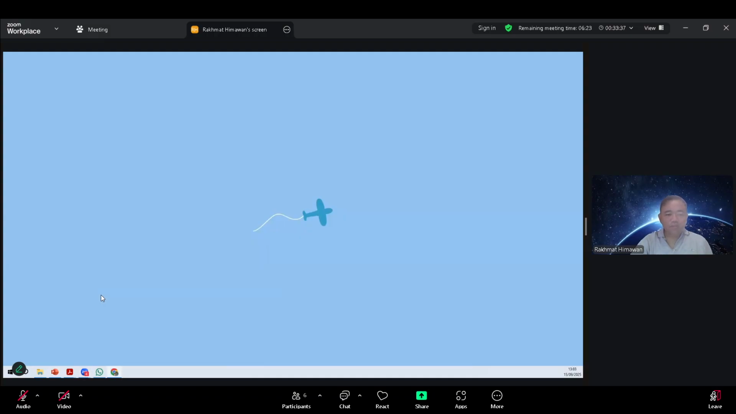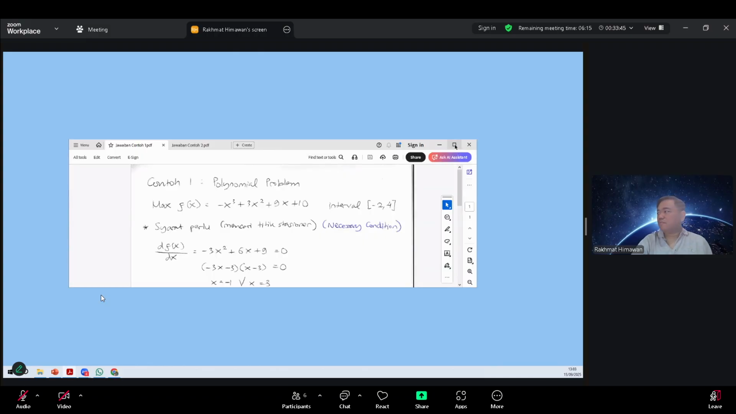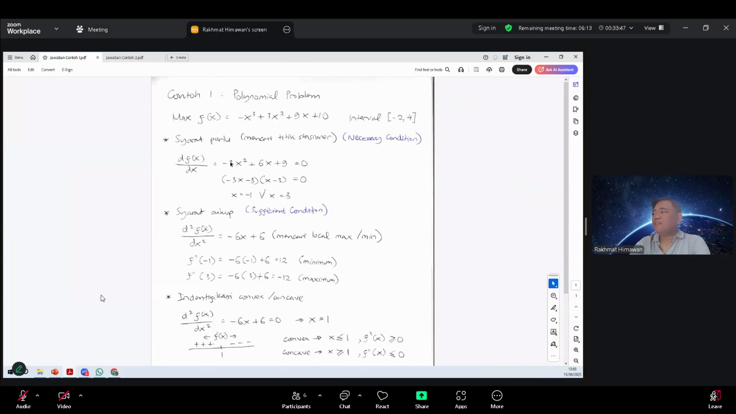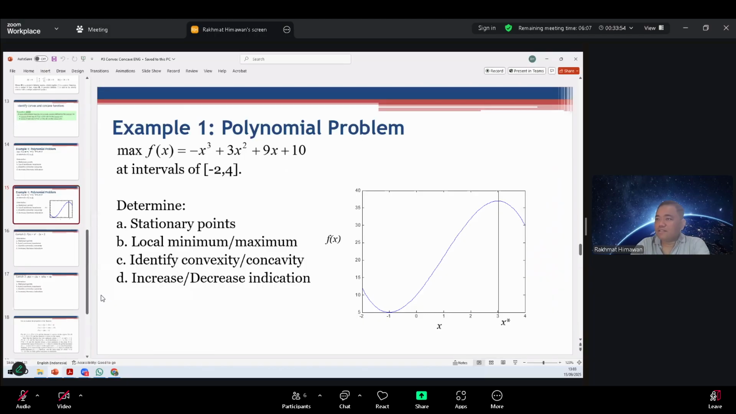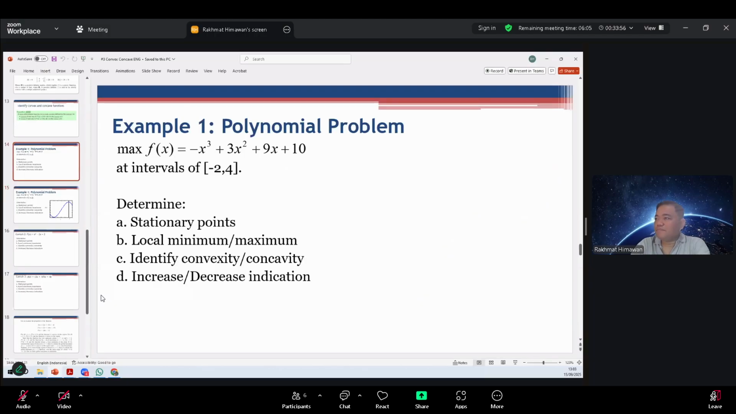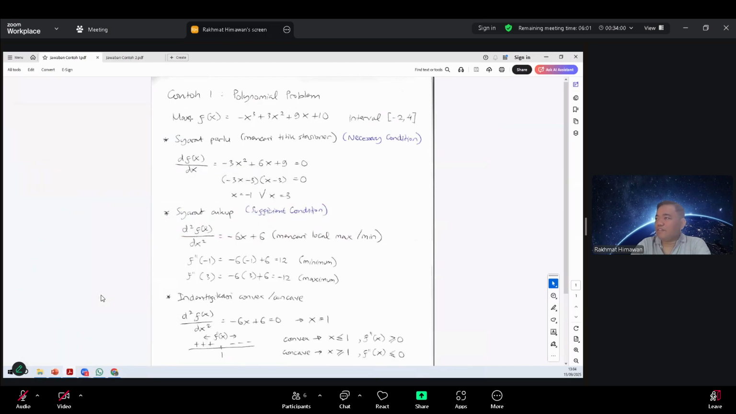And since now everyone has submitted, I want to show you the answer. There you go. So from last week, with this example, this is the answer. So we have this max f(x), and this is the equation.